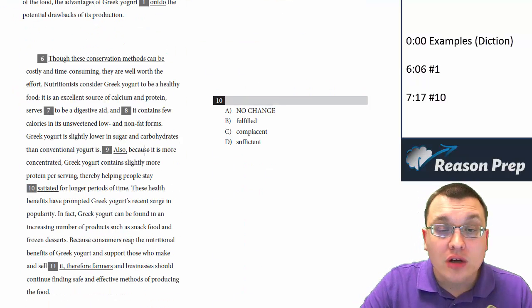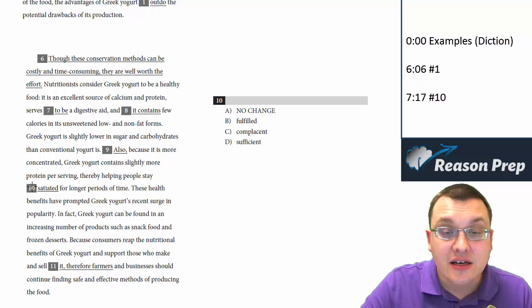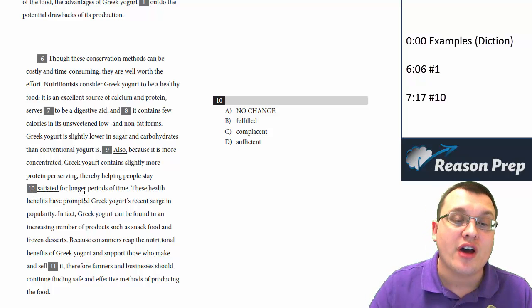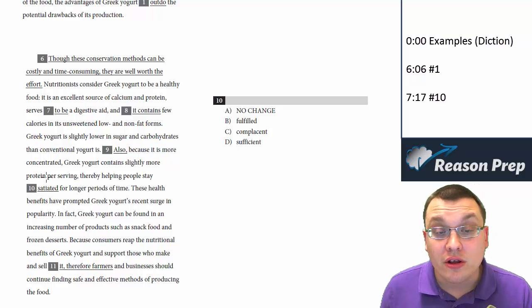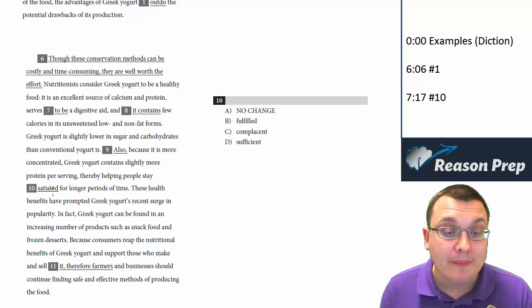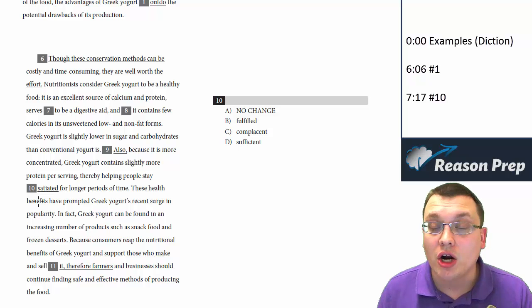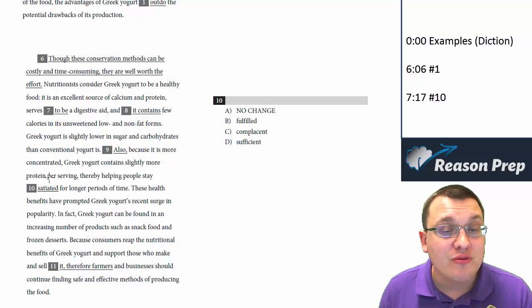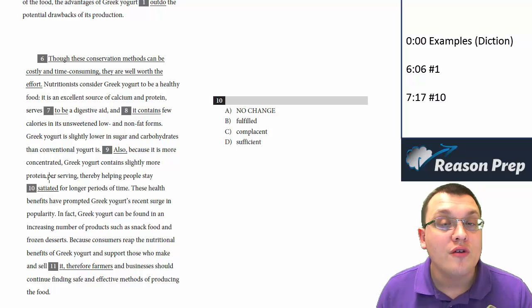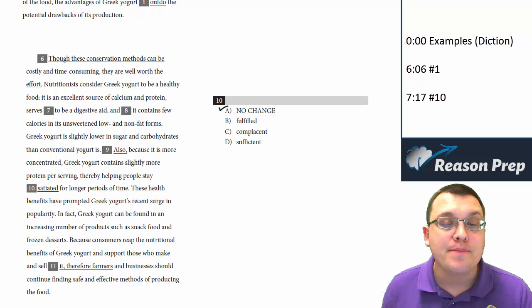Number 10. Also, because it is more concentrated, Greek yogurt contains slightly more protein per serving, thereby helping people stay satiated for longer periods of time. So a little bit of definition here, a little bit of vocab, oddly enough, in the writing. Satiated means satisfied, often having to do with food and hunger. So this makes sense. If it contains more protein, it helps people stay satiated. They feel fuller for longer periods of time. So we're happy with A.